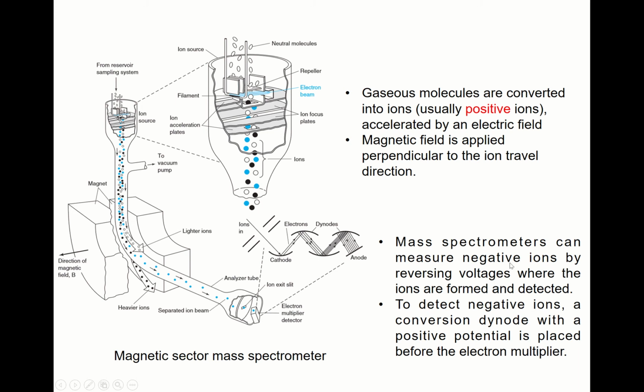Okay, but how do we ionize these gaseous molecules? There must be a way to ionize. Okay, here, the neutral molecules are input from this side, and there is an electron beam here. Okay, you see, it's an electron beam. So now neutral molecules pass through the electron beam, and the molecules are ionized or fragmented. Okay, either.